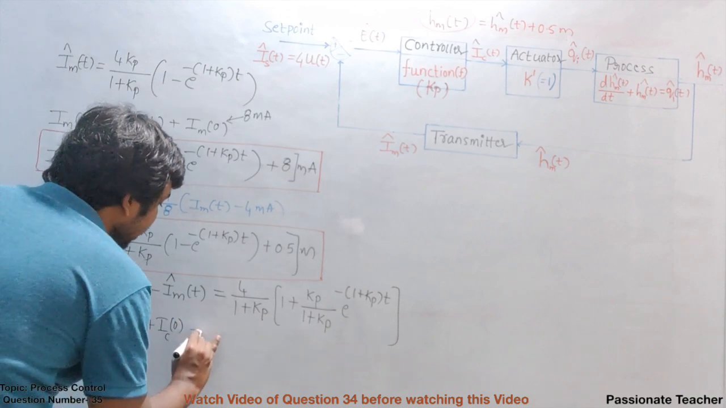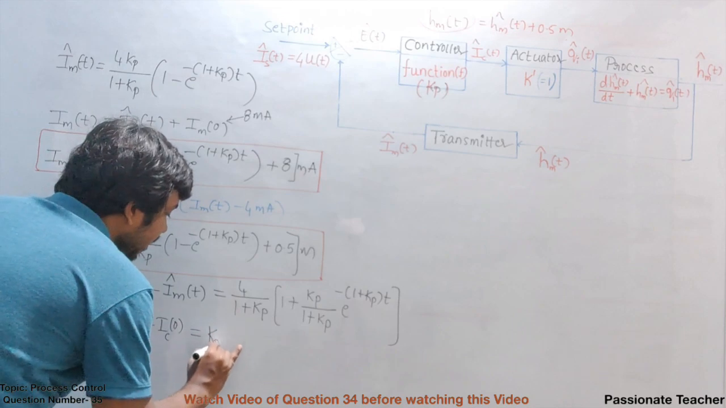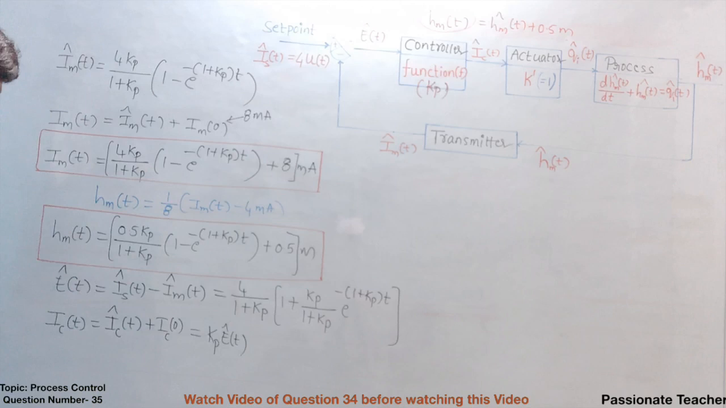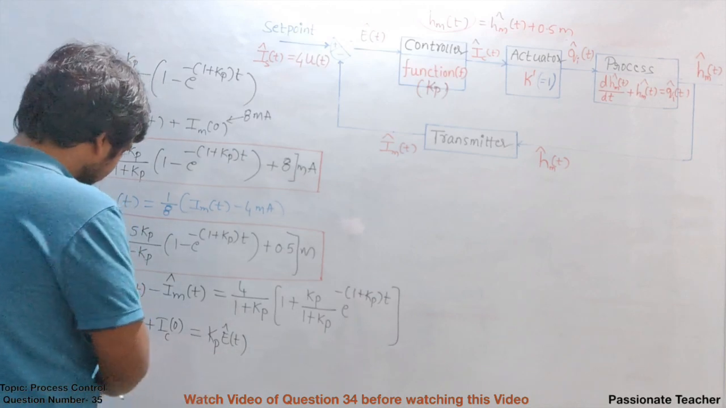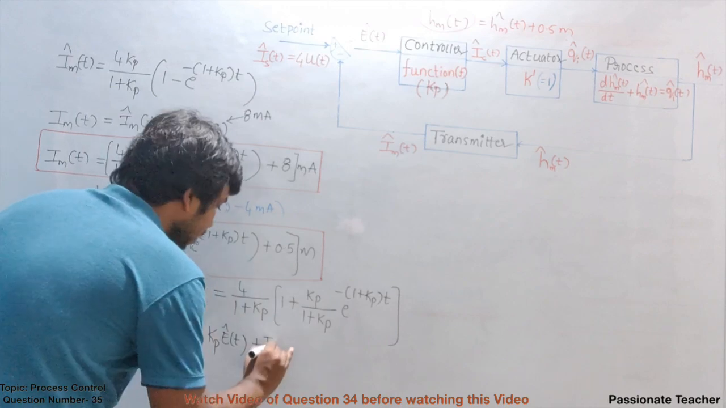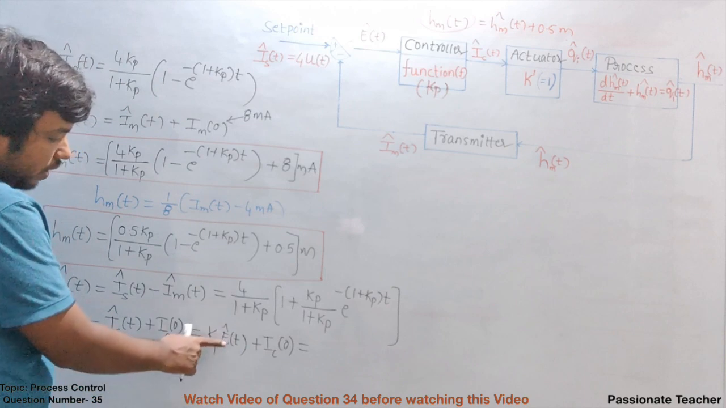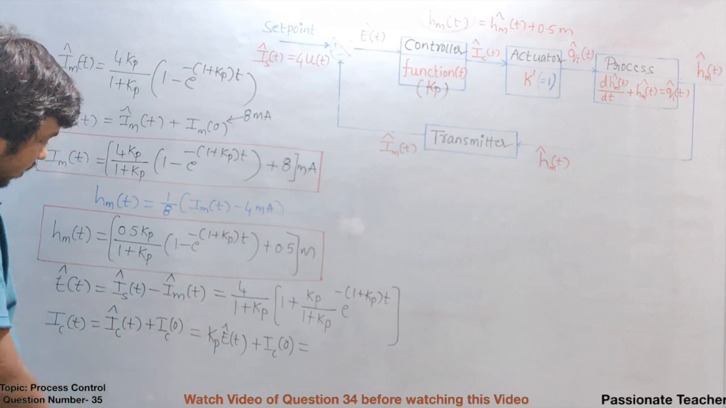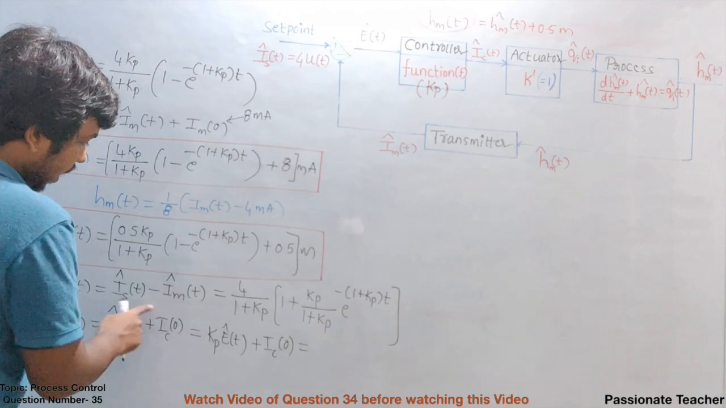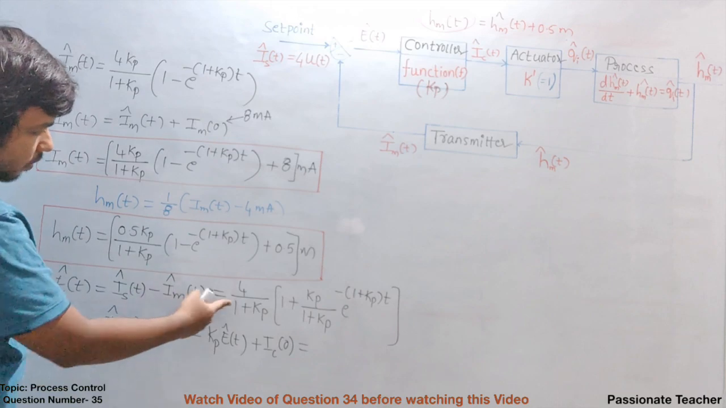So this could be written as IC(t) = Kp · E(t) + IC(0). Because we have E(t) that is equal to this, where IS(t) is nothing but 4, and IM(t) can be written from here. This you can take here, and if you subtract, we are going to get this.